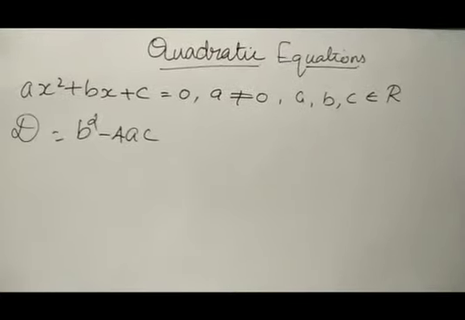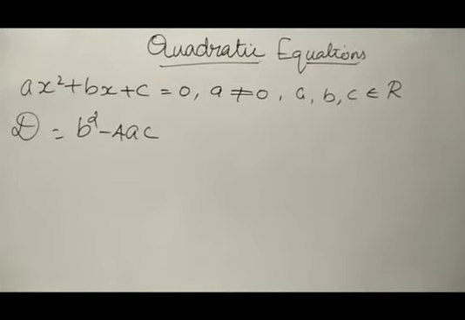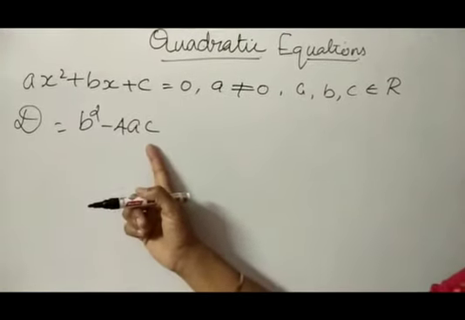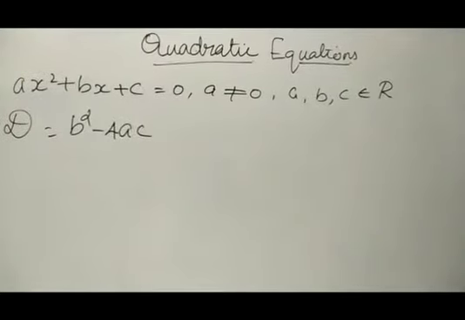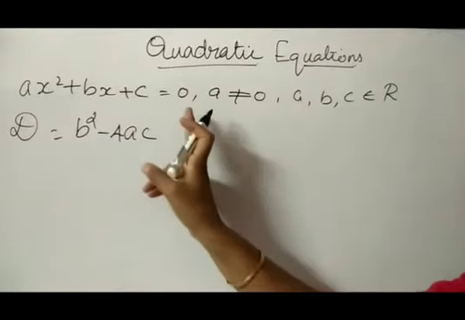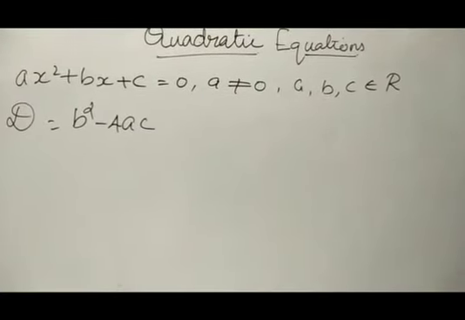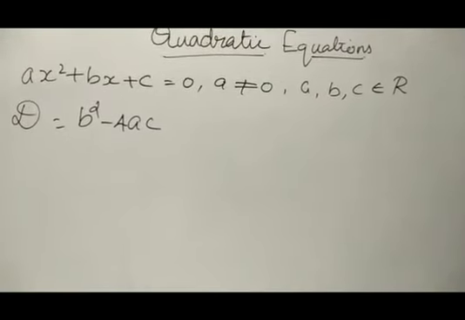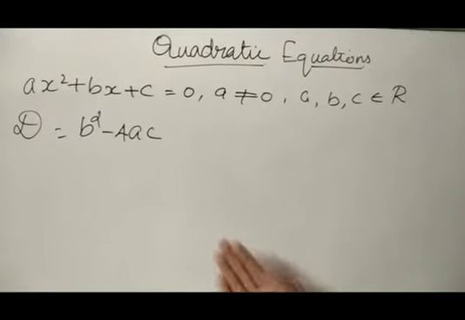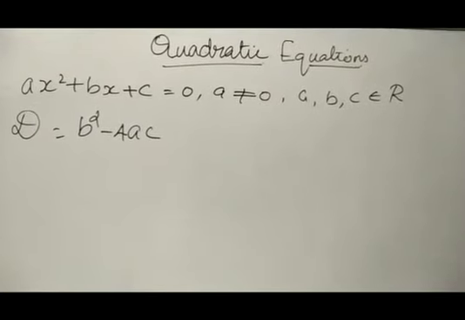In the previous class, we have seen the expression b square minus 4ac, that's the discriminant of the equation ax square plus bx plus c is equal to 0, and this is what decides the nature of the roots of the quadratic equation. Let's see the possibilities of this discriminant.